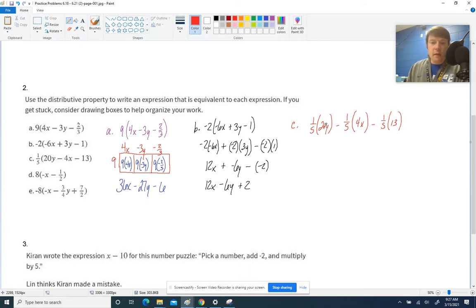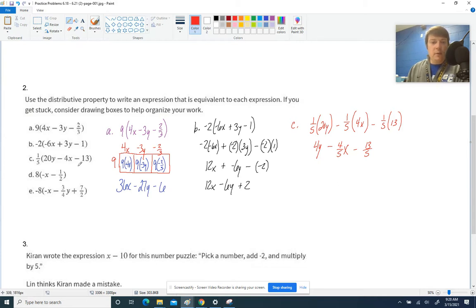A fifth of 20 is the same as 20 divided by 5. All of these are just division, really. 20 divided by 5 is 4y's minus 4 divided by 5 is 4/5. 4 divided by 5. Duh. And 13 divided by 5, or a fifth of it, would be 13/5. And that would be my answer. I can just leave it like that. Some of you are going to try to make that one harder than it really is.